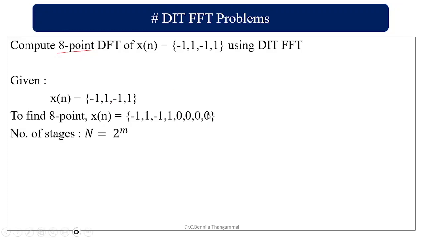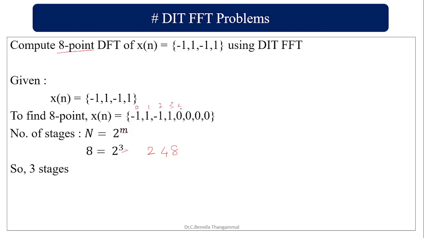The number of stages required is given by N = 2^m, where m is the number of stages. So 8-point can be written as 2^3, so I need 3 stages here. Stage 1 is 2-point DFT, stage 2 is 4-point DFT, and stage 3 is 8-point DFT. So 3 stages. The first step in the DIT algorithm: the output is given in the normal order as 0, 1, 2, 3, 4, 5, 6 and 7.